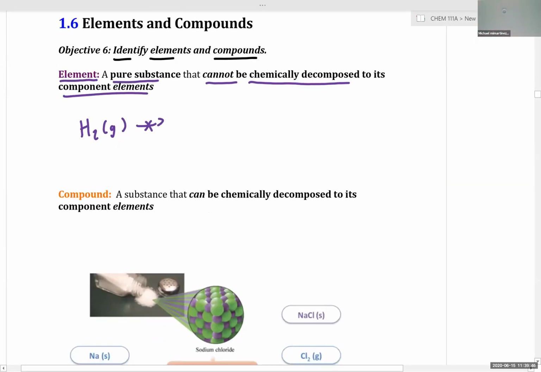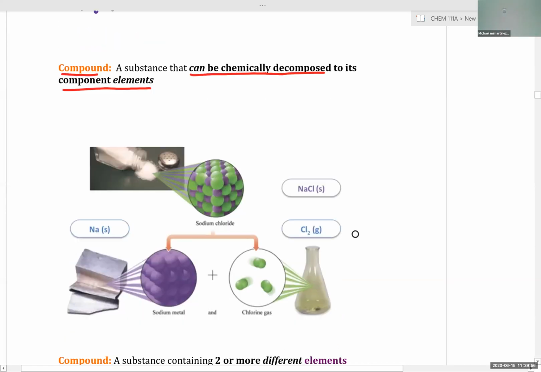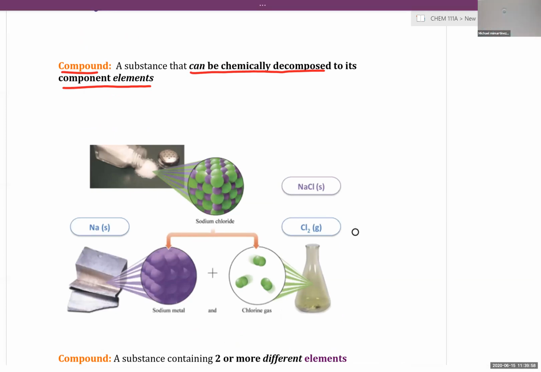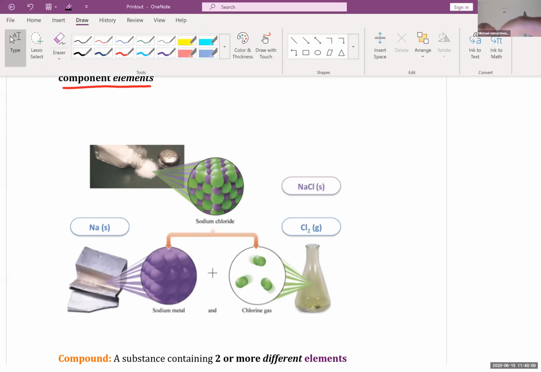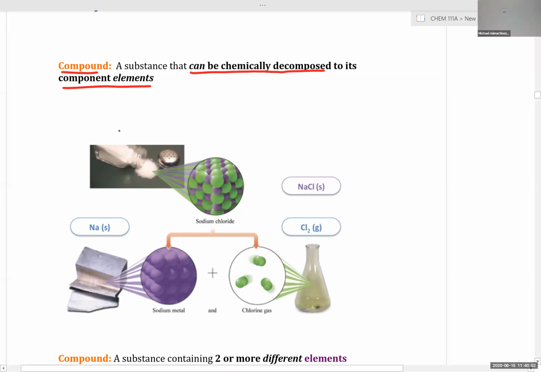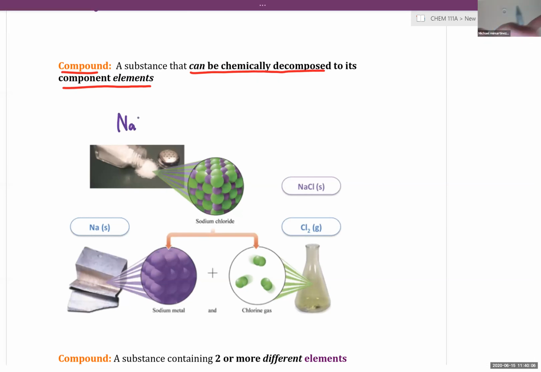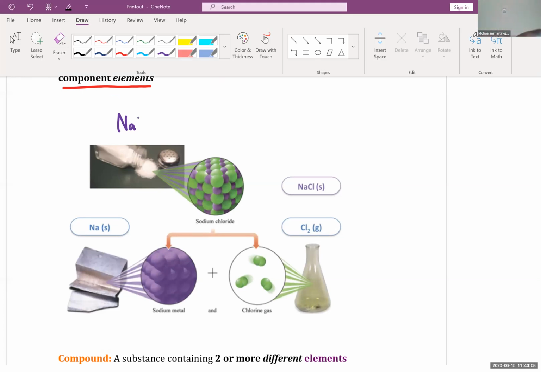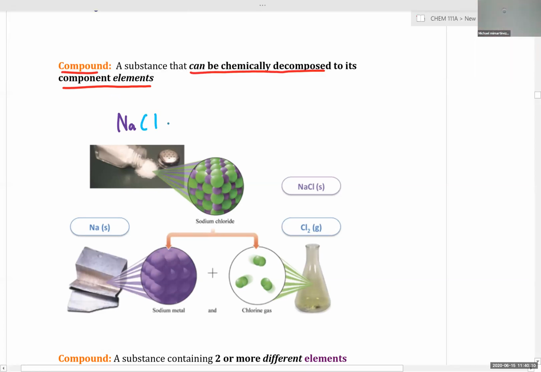A compound, however, is a substance that can be chemically decomposed to its component elements. So let's look at a classic example of table salt. Here we have sodium chloride, and I'm going to write it with each of the elements having a different color. So sodium chloride solid.